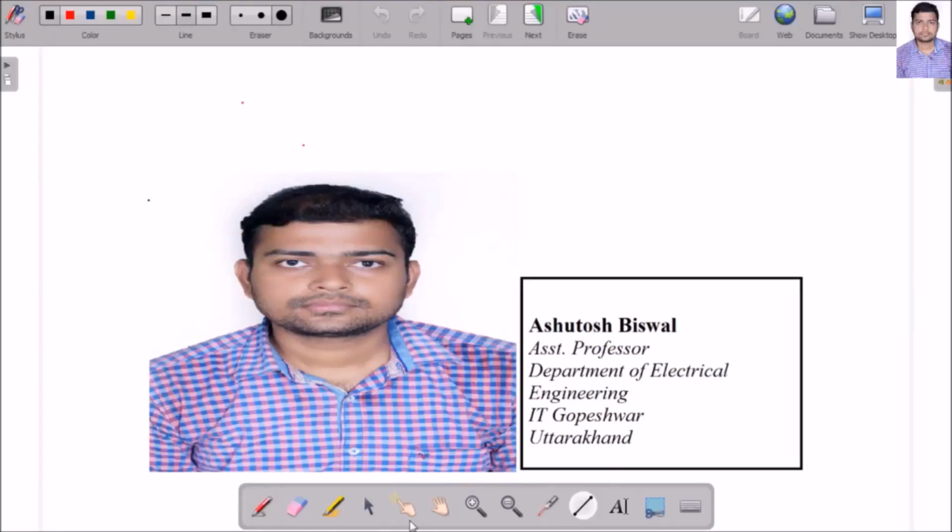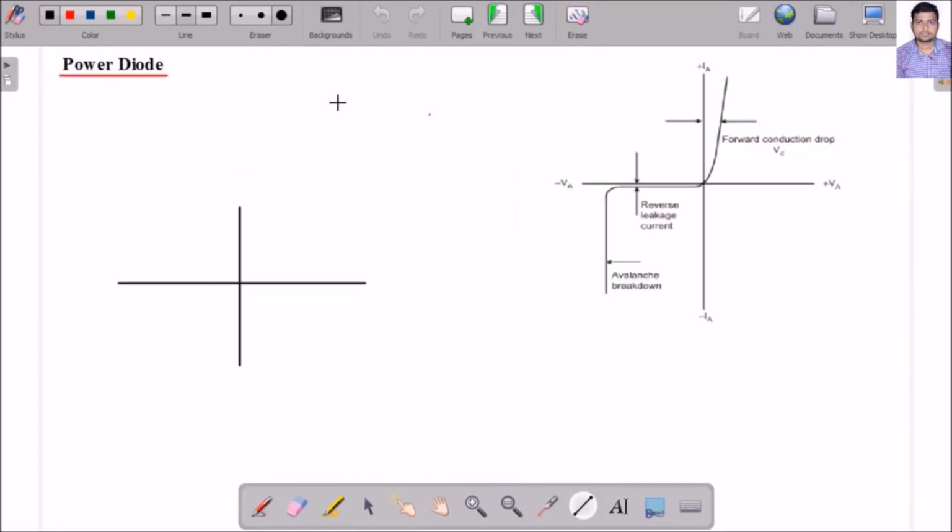Good afternoon. In the previous class we were discussing the power diode. We discussed the power diode in the positive half cycle, in the forward bias condition. Suppose this is the diode, and in the forward bias condition the anode is more positive with respect to the cathode. When the voltage gradually increases, after the cut-in voltage or threshold voltage, the current increases.